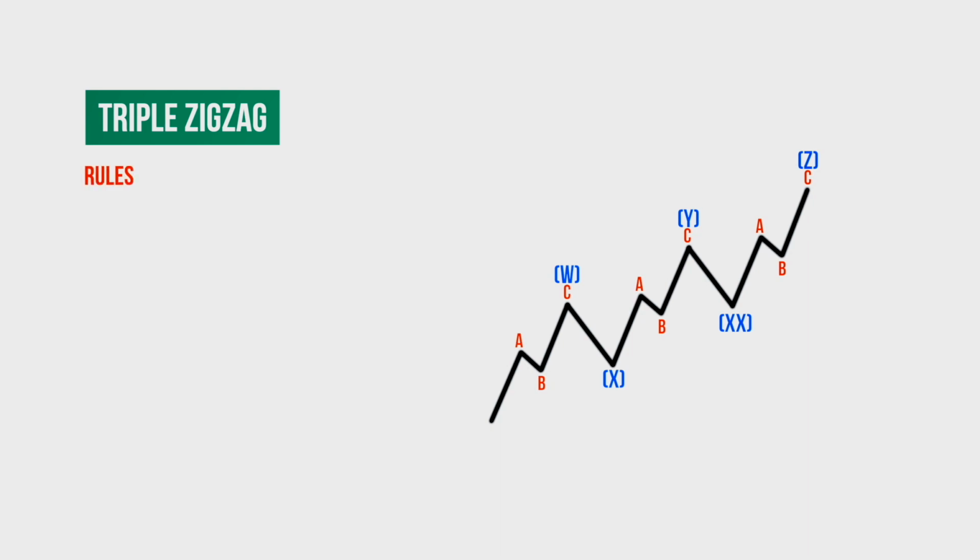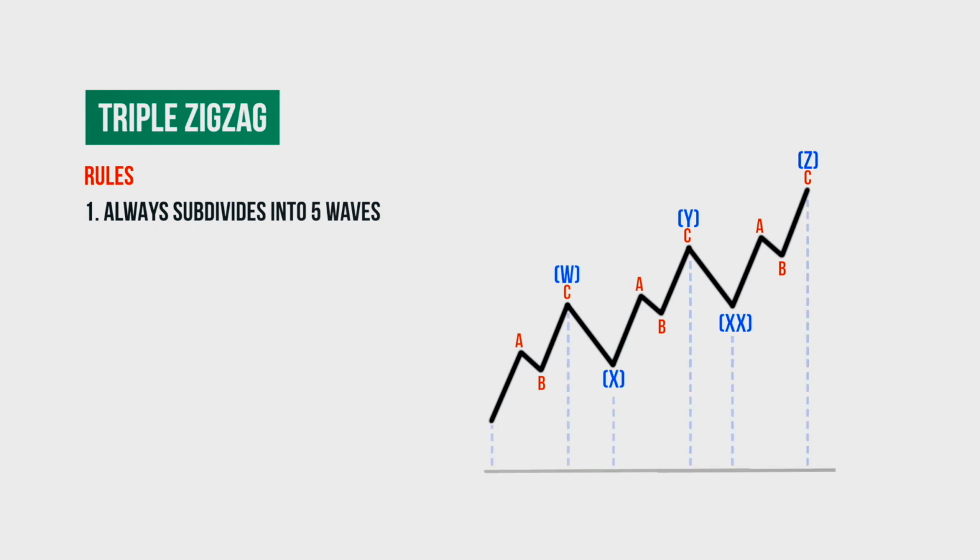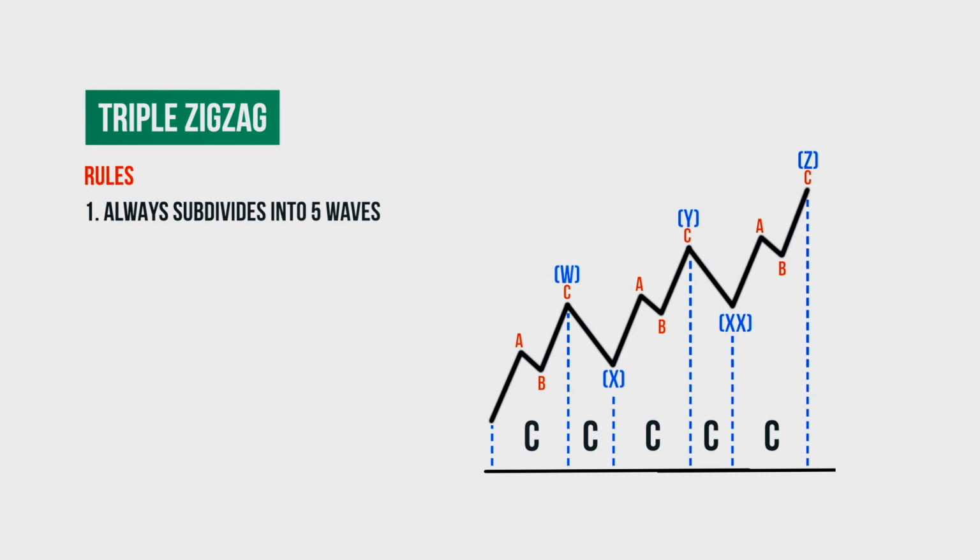Now we can start writing down the rules. The first rule, as you can see, a triple zigzag consists of 5 subwaves, W, X, Y, XX, and Z. As for the internal structure of these waves, they all develop in a corrective mode, so we can denote these waves with the letter C.